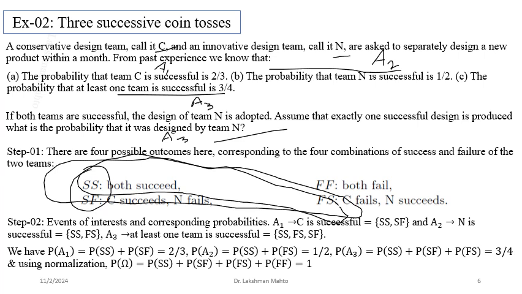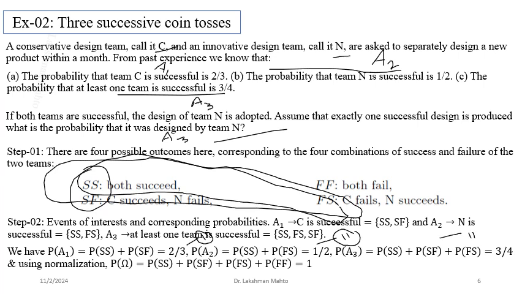And this sample space contains these 4 possible outcomes. So we know the probability of the sample space is equal to 1. That means probability of SS plus probability of SF plus probability of FS plus probability of FF is equal to 1. So how many equations are we having? 1 equation, call it equation 1, 2 equations, equation 2, this one is equation 3, and how many unknowns are we having?